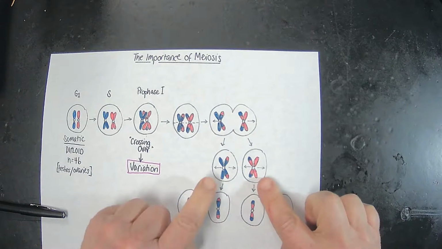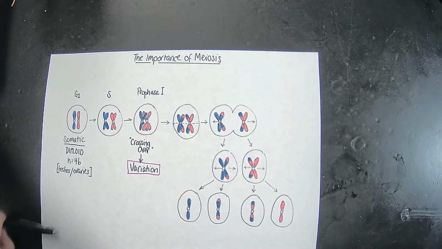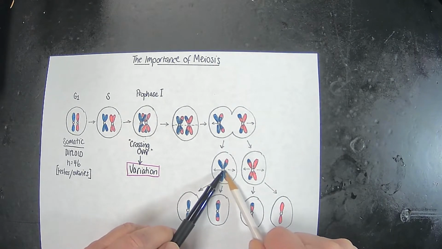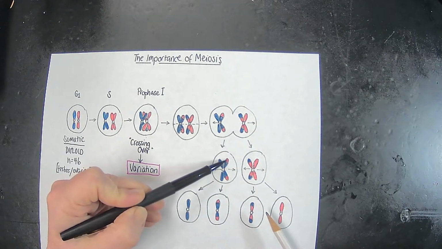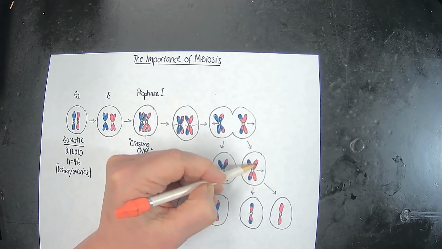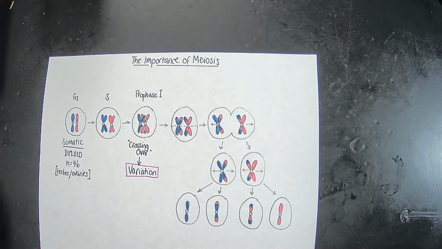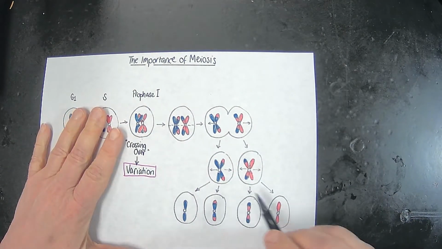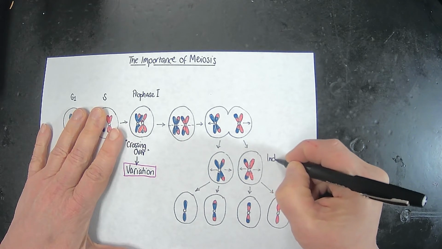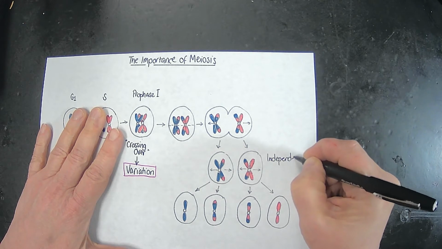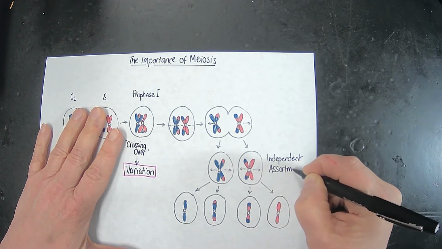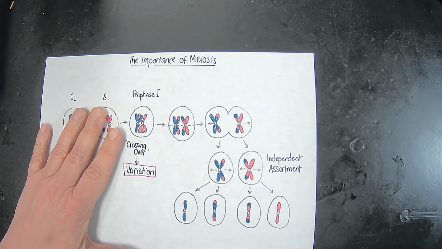Then fast forward. These 2 sections of this chromosome are going to move to separate ends, and these 2 sections of this chromosome are going to move to separate ends, so this will end up in one cell and this will end up in another cell. Or alternatively, this part and this part could end up in one cell, and this part and this part could end up in another cell. As long as you've got a top and a bottom part of this chromosome, it doesn't matter which ones. That is called independent assortment, which just basically means it is completely random which parts go to which cell.